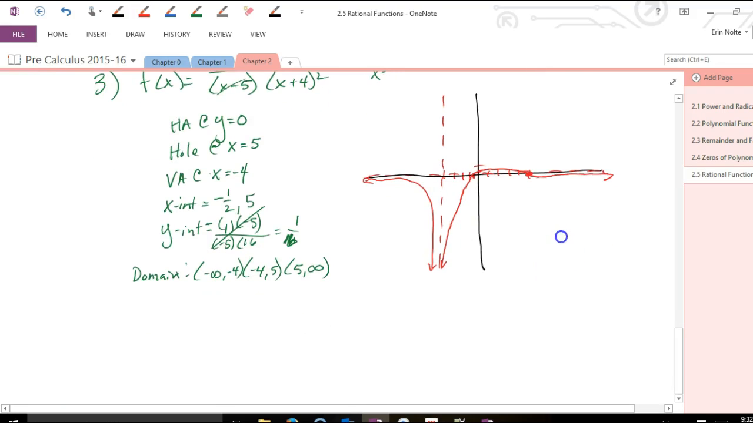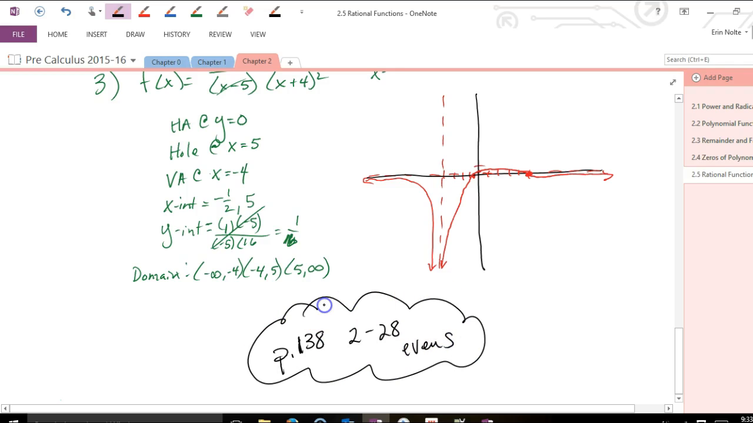So we're looking at page 138, and I want you to do just 2 through 28 evens. Those problems will be due when I see you next on Wednesday, and then I'll give you the second half to this on Wednesday.